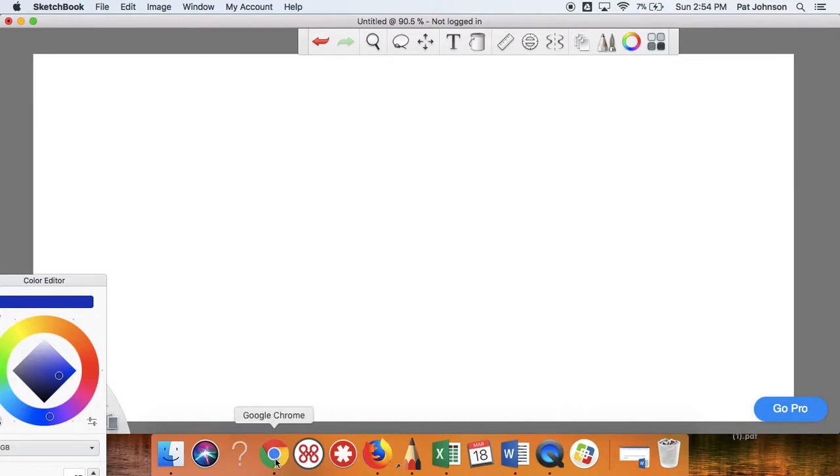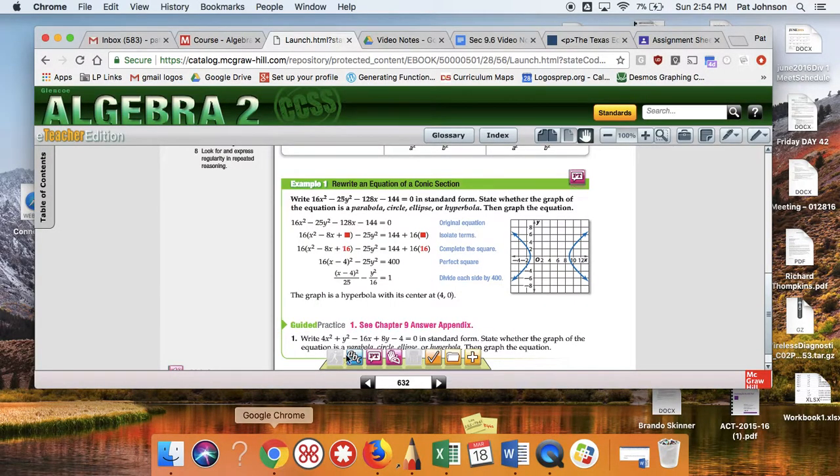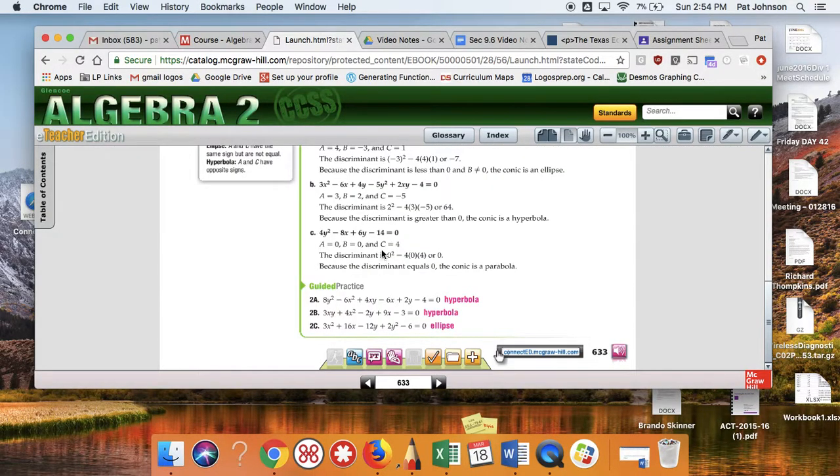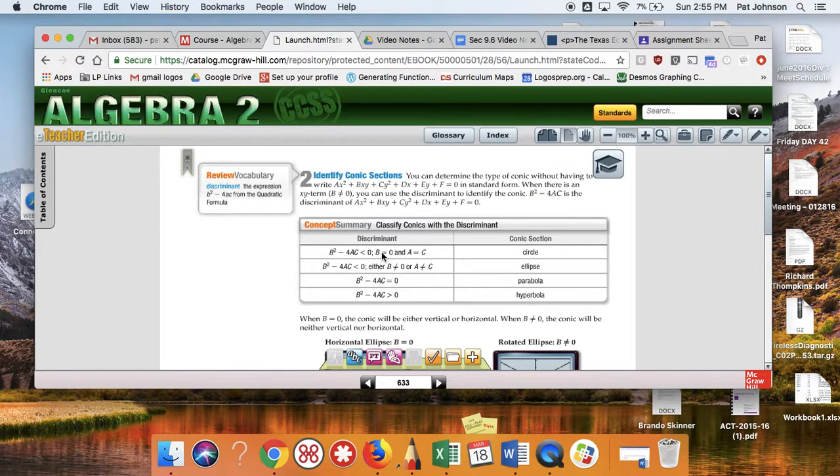Now, just like we used the discriminant for parabolas to identify how many zeros and roots, we're going to use the discriminant again of the general form to identify what kind of conic we have. So it has to be in the general form, ax squared plus bxy plus cy squared plus dx plus ey plus f. When there is an xy term, which means b is not 0, you can use the discriminant, b squared minus 4ac, to identify the conics.